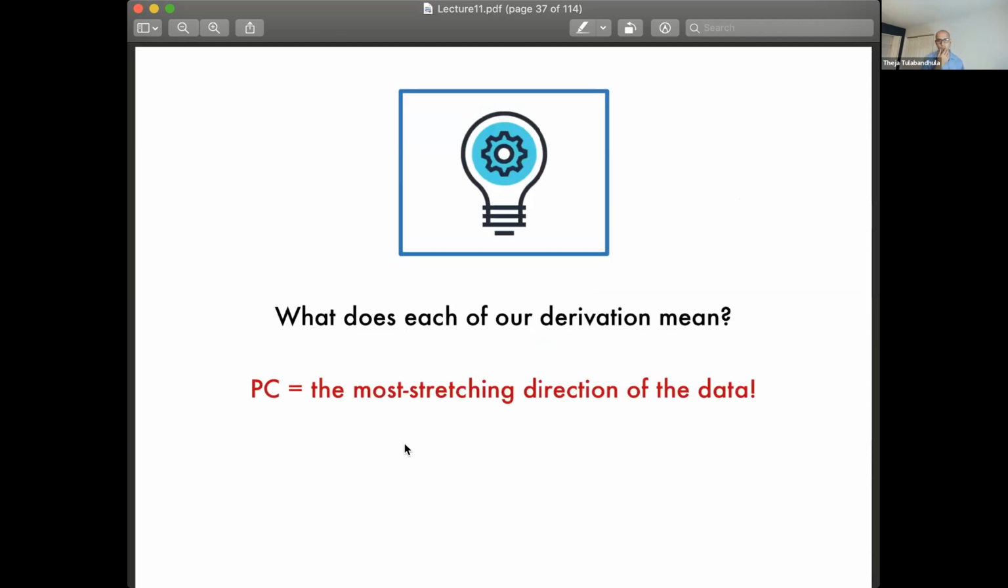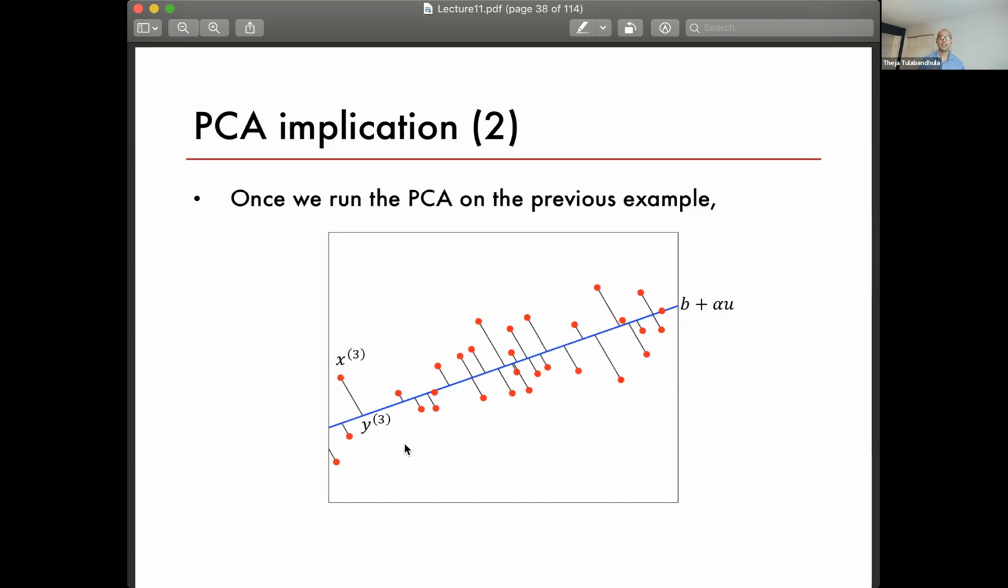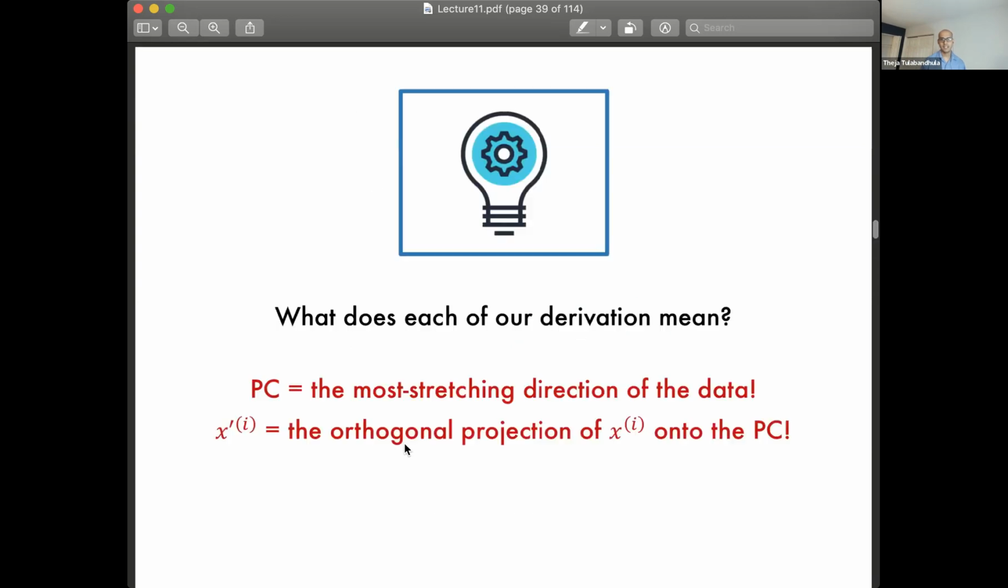Okay, so we went through a particular path to get to this interpretation of the largest principal component direction. Now we're going to generalize it a little bit more to get to the full principal component analysis procedure. But before that, what have we seen so far? The principal component direction is the most stretching direction in the data, at least for the line approximation or line dimensionality reduction problem that we saw earlier. And x prime i is the projection of xi onto the principal component direction. In fact, it's the orthogonal projection.